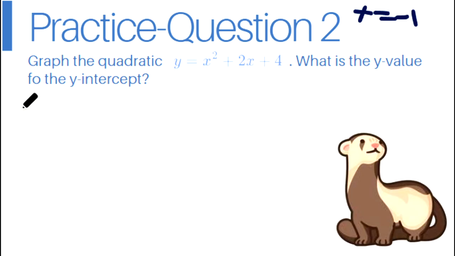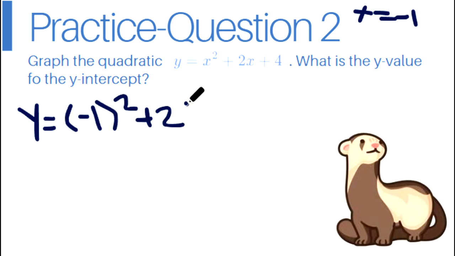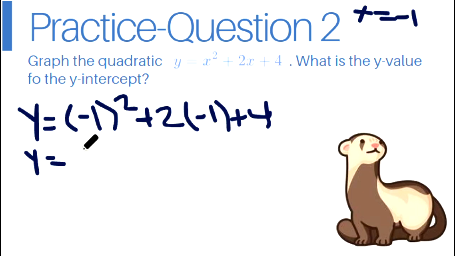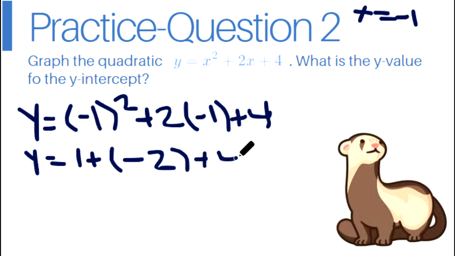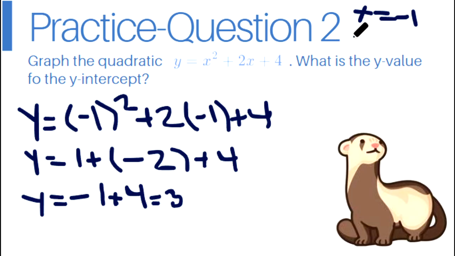Okay, so we have y is equal to negative 1 squared plus 2 times negative 1 plus 4, which is then going to give us negative 1 squared. Negative times a negative is a positive, so we have just 1. 2 times negative 1 becomes a negative 2, and we add 4. Y is equal to 1 minus 2 is a negative 1, plus 4 will then give us 3. So y is equal to 3.